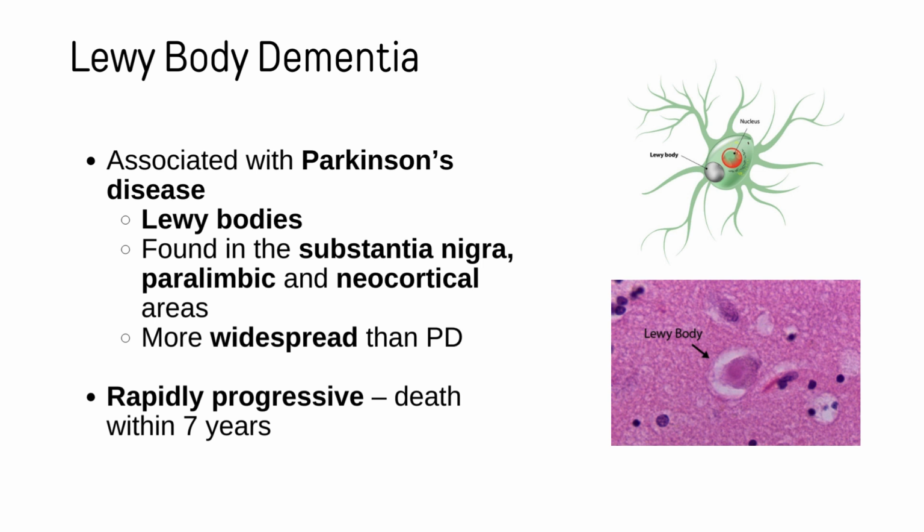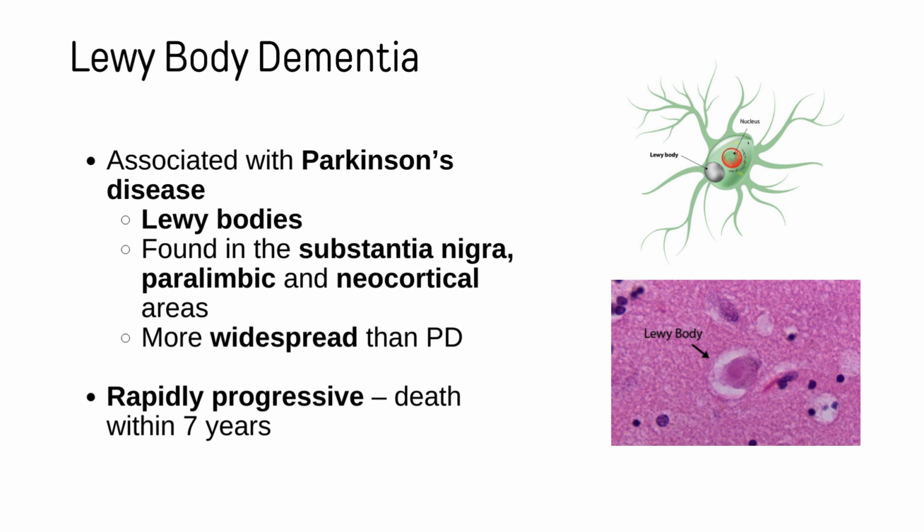Lewy body dementia, the main presentation here is a fluctuating cognition. It's associated with Parkinson's disease and Lewy bodies. Lewy bodies are essentially abnormal deposits of a protein called alpha synuclein in the brain, and it affects the chemicals in the brain, which change and in turn can lead to problems with thinking, movement, behavior, and mood. These Lewy bodies are usually found in the substantia nigra or paralimbic and neocortical areas, and it's more widespread in patients with Alzheimer's disease, which is why there may be potentially an association between Parkinson's disease and Lewy body dementia.